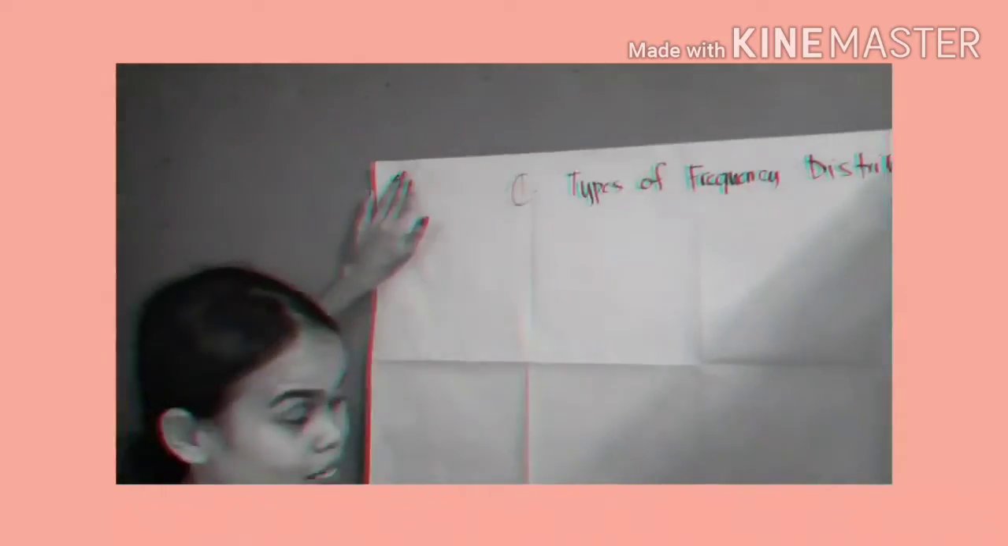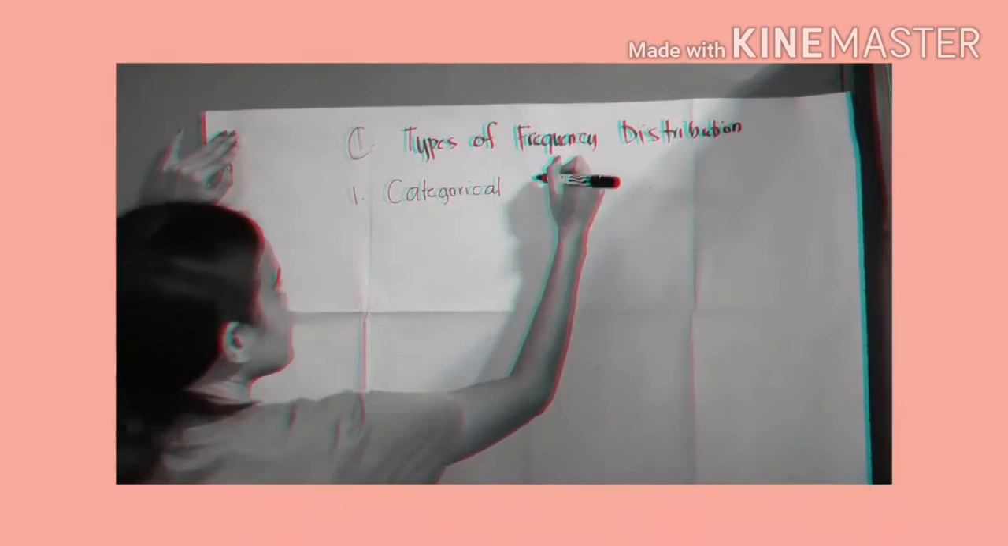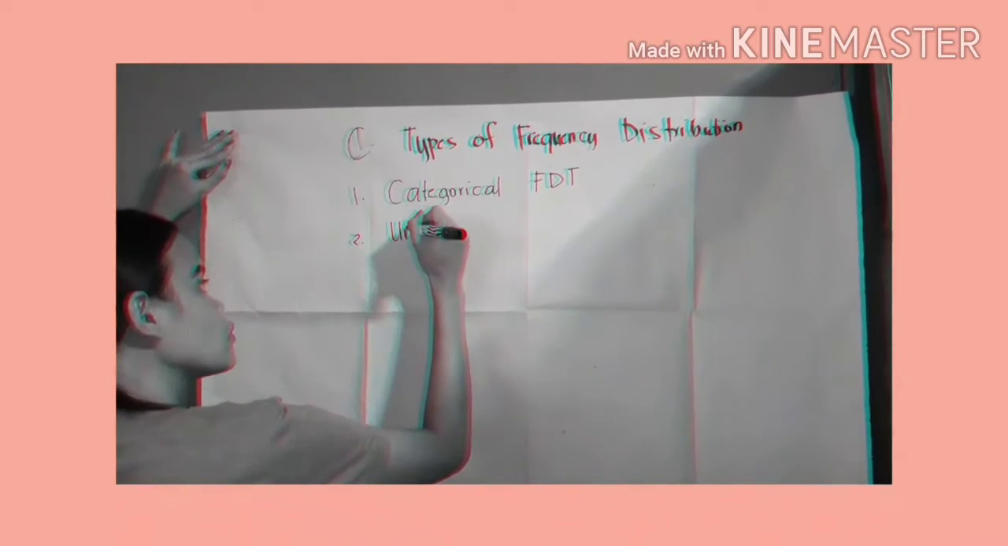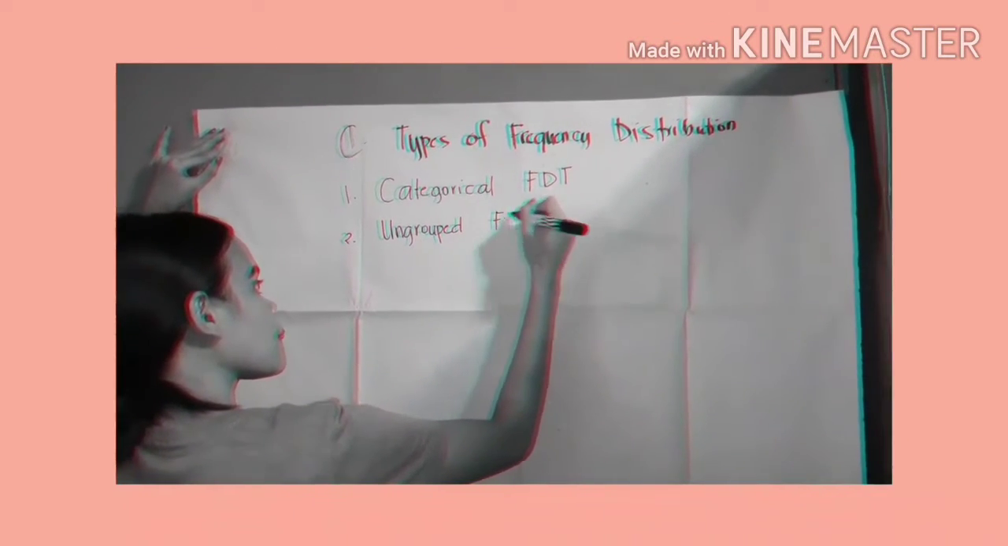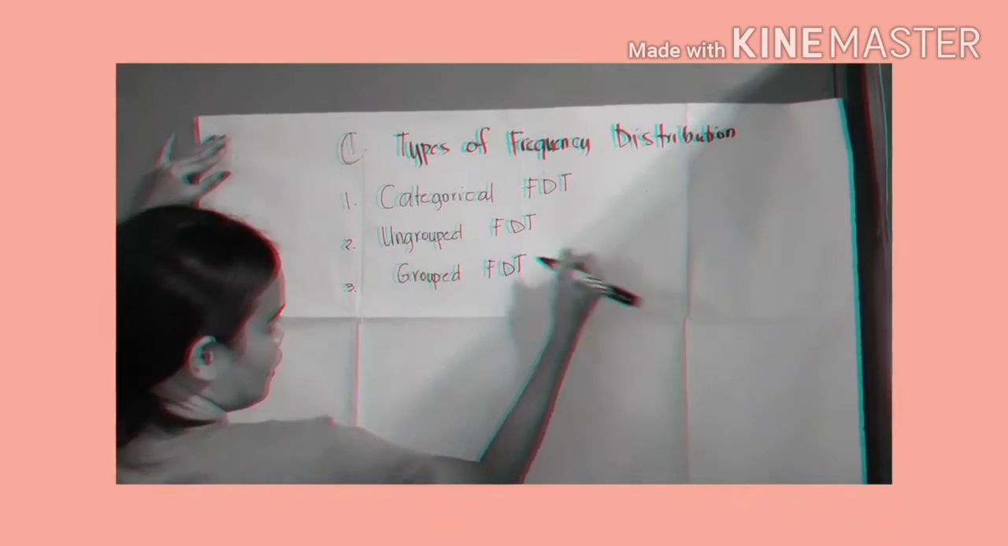So there are three types of frequency distributions. First is the categorical FDT. Second is the ungroup FDT. Thirdly is the group FDT. So the categorical FDT is used for data that can be placed in specific categories.